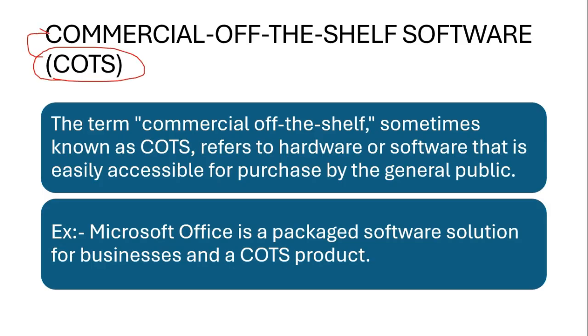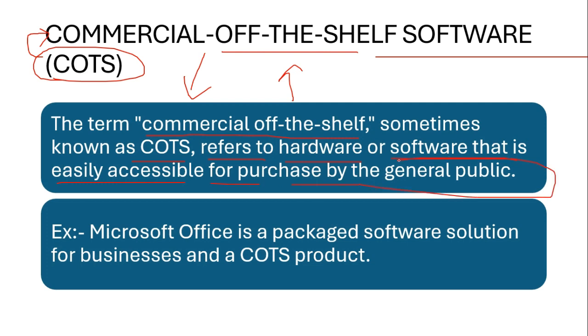COTS stands for commercial off the shelf software. So basically it means the commercial software for which we need to pay to the developer company of that software. This term, commercial off the shelf, sometimes known as COTS, refers to the hardware or software that is easily accessible for purchase by the general public. So the general public can purchase it. For example, Microsoft Office is a COTS software. It is a package software solution for businesses and it is a COTS product.